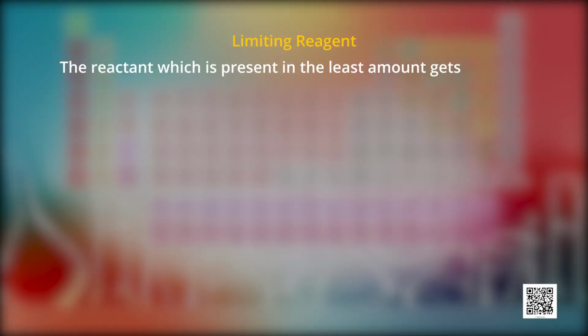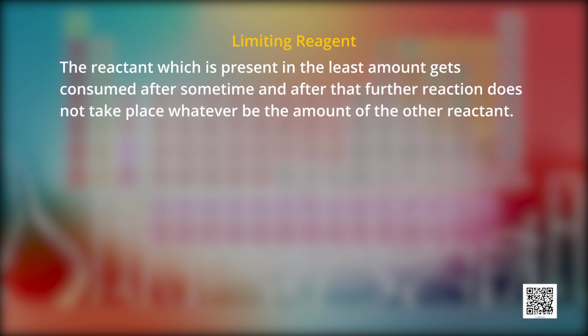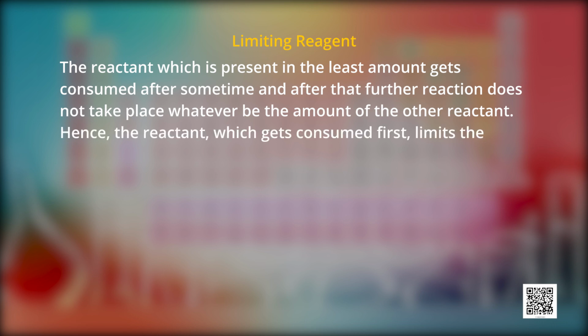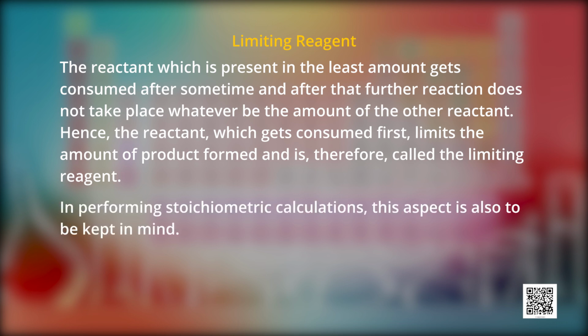Friends, let us consider a reaction in which one reactant is in more amount than the amount required by the balanced chemical reaction. The reactant which is present in the least amount gets consumed after some time. After that, the further reaction does not take place, whatever be the amount of the other reactant. Hence, the reactant which gets consumed first limits the amount of the product formed and is therefore called the limiting reagent. In performing stoichiometric calculations, this aspect is also to be kept in mind. Let us do an example.